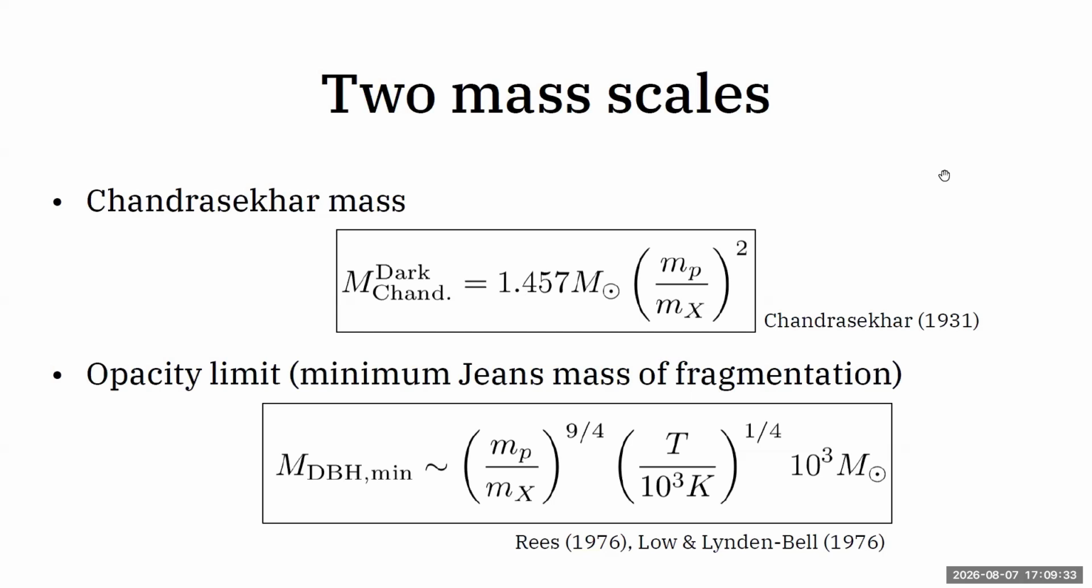Because it's a runaway process. As you start the collapsing, you increase the number density. If you increase the number density, you increase the interaction rate, and then you can lose energy more efficiently. So it's hard to initiate the collapse. But once you initiate the collapse, you can form a clump.